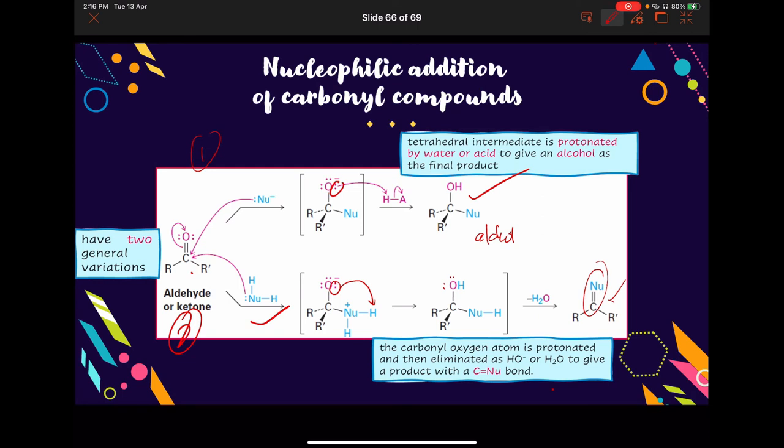Meaning that either it will get one hydrogen only, or another lone pair of electrons will get the another hydrogen from the nucleophile. At the same time, the bond between nucleophile and hydrogen will give to the carbon. At the same time, the bond between carbon and oxygen will break, and then this one will be eliminated from the intermediate product in the form of water. Then you will get the final product, which is C=nucleophile.